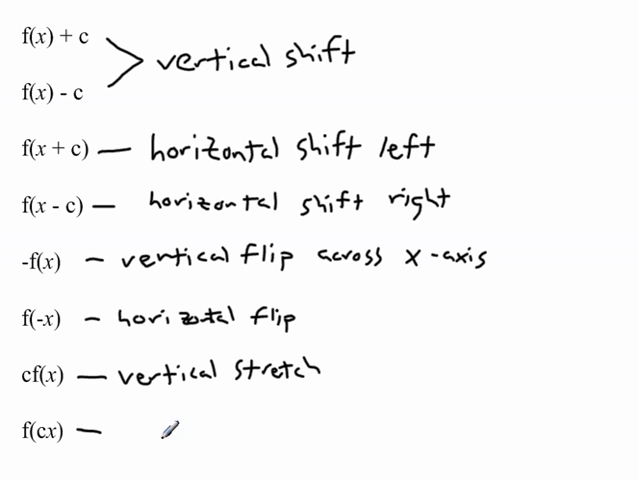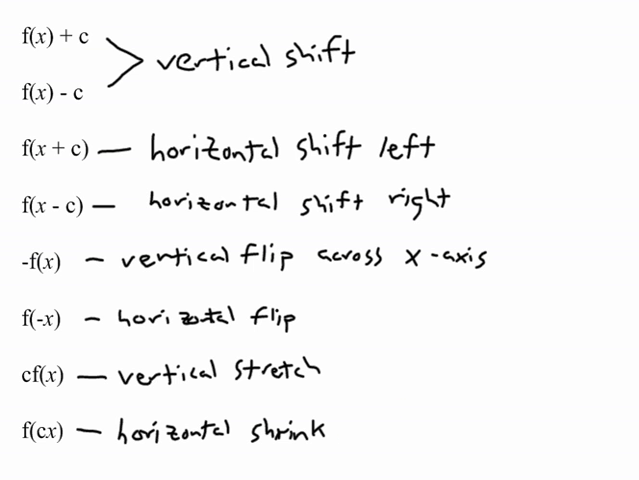And last rule, if we multiply our x by some value, that's going to give you a horizontal stretch or shrink. And I'm going to say shrink here because if you were to multiply your x value by 3, let's say, it's going to make your graph shrink 3 times as much. It's going to be a third as wide as it was before.